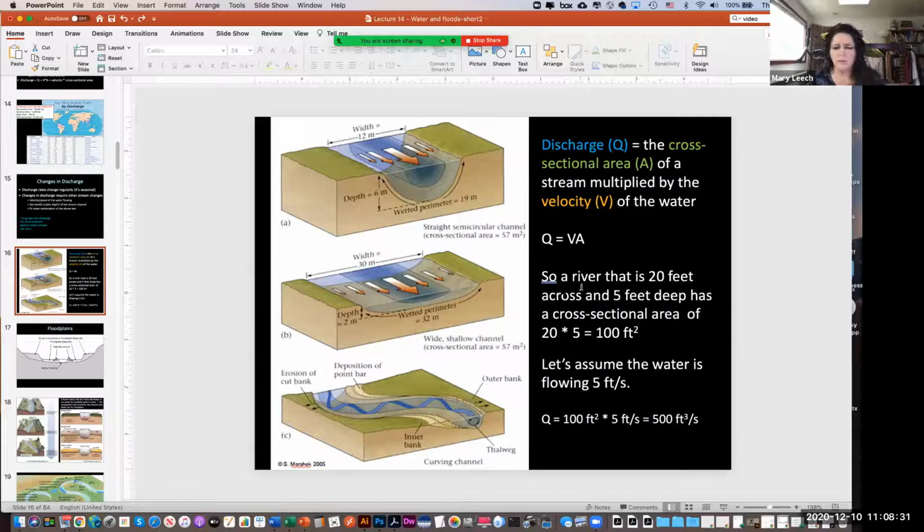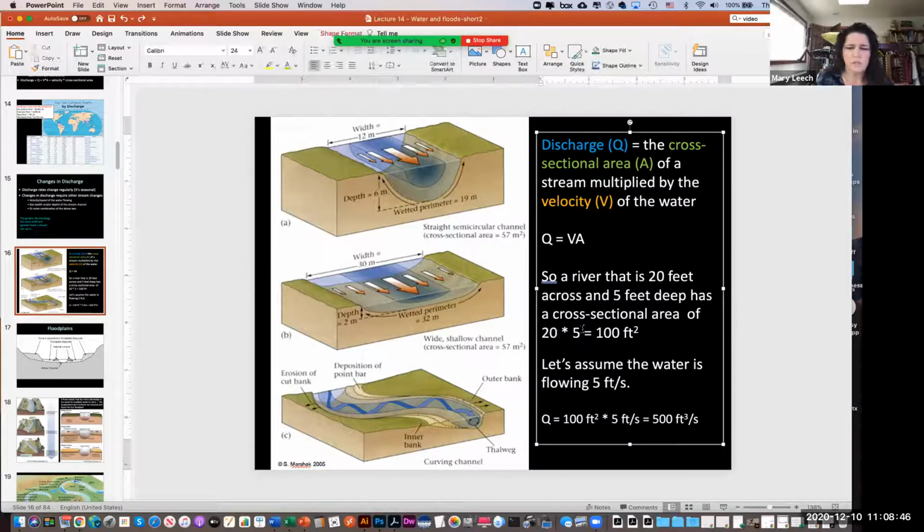Okay, let's just forget about the curve. So let's just say a river is 20 feet across, and I'm just making this up, and it's 5 feet deep. So that's going to have a cross-sectional area of 20 times 5, which is 100 square feet, which is 20 feet times 5 feet.